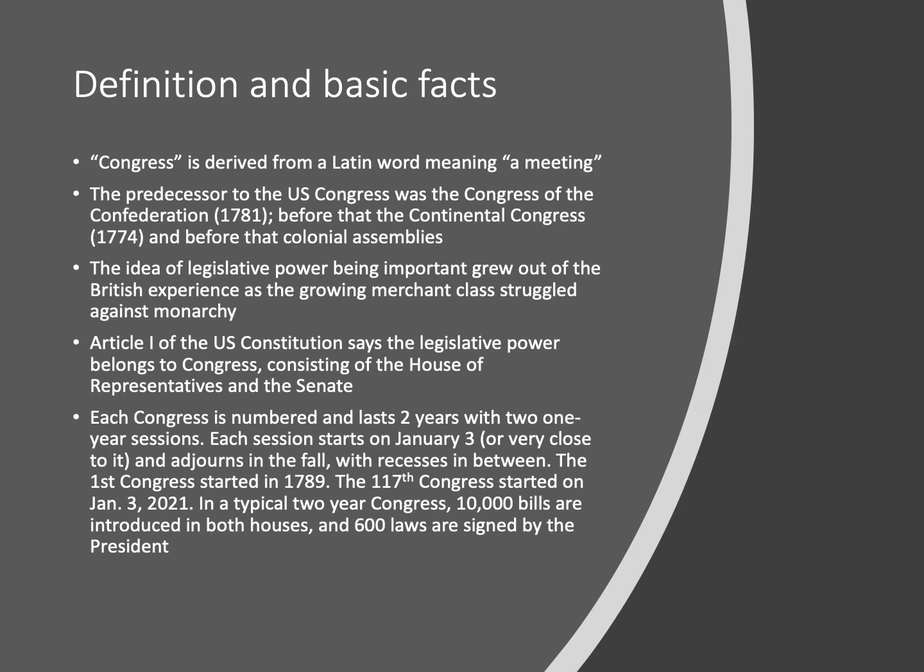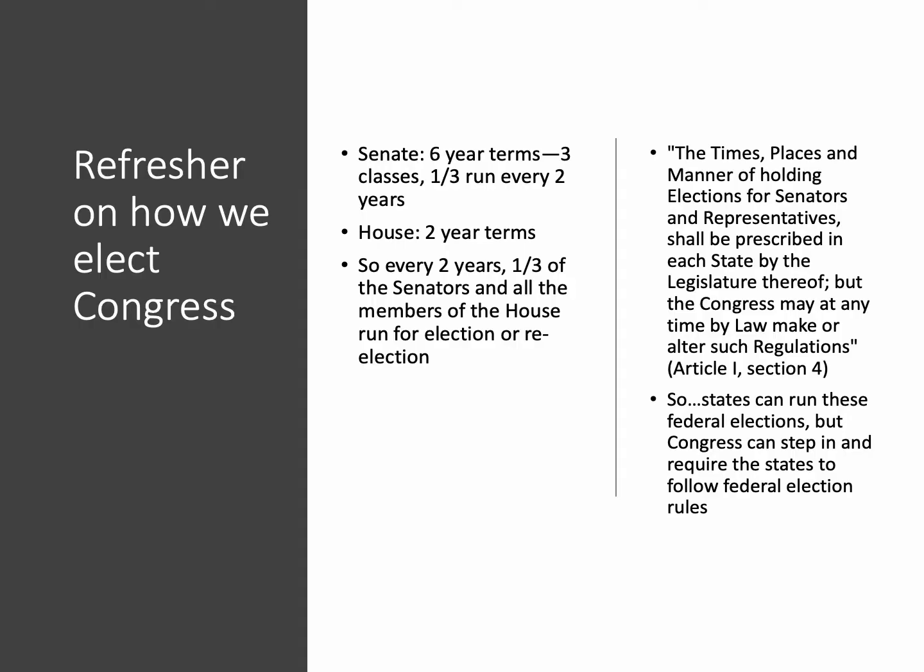Now, each Congress has a number, and it lasts for 2 years with 2 one-year sessions. So each session starts on January 3rd and adjourns in the fall, and they take recesses in between. So the first Congress started in 1789, and so, for example, the 117th Congress started on January 3rd, 2021. In a typical 2-year Congress, about 10,000 bills might be introduced in both houses, but maybe only about 600 of them will ultimately be signed into law by the president.